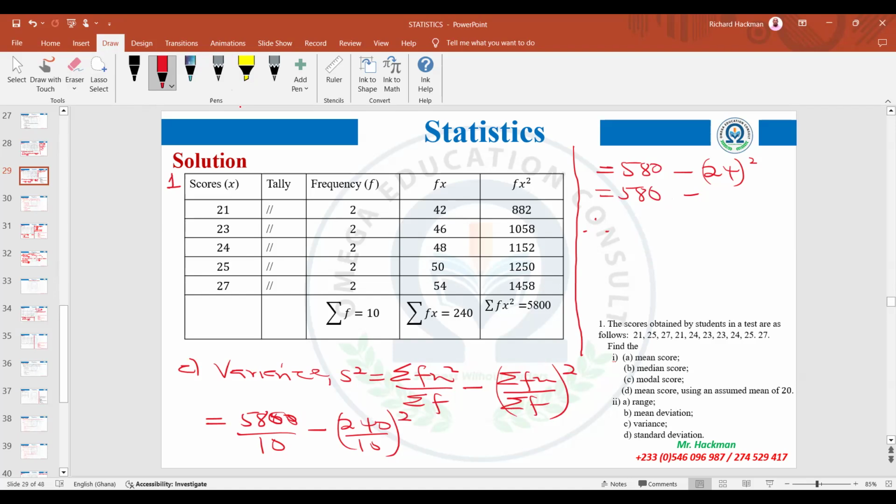It's right now, right? I'm waiting. 24 squared. 576. Okay, so that's what you have. So therefore, your variance is equal to here. We are waiting. The difference. 4. All right, so that will be it.